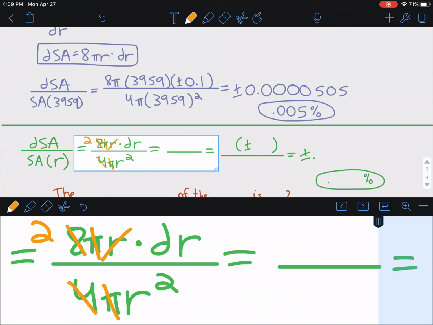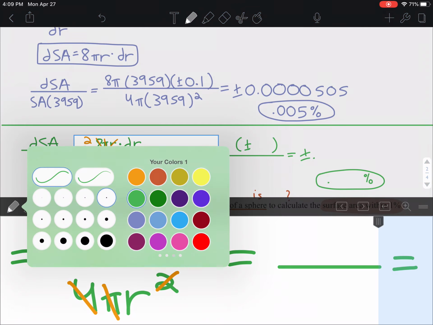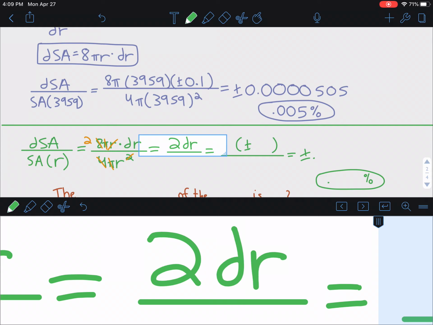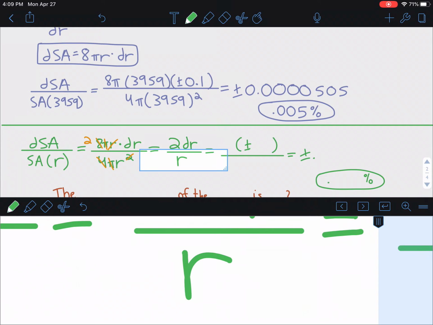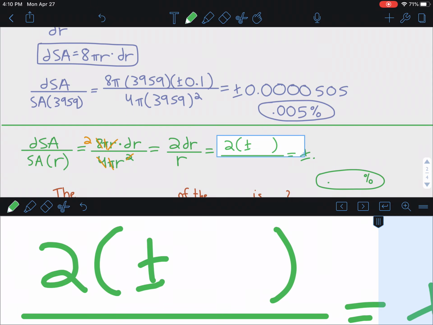What is r divided by r squared? Well, that's just going to leave me with 1r in the denominator. And the dr cancels with nothing, right? And so I am left with just 2 dr over r. And so I'm going to get 2. Now I can plug everything in.